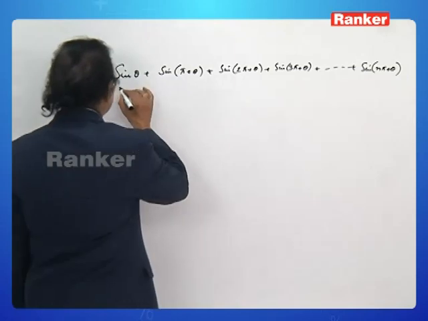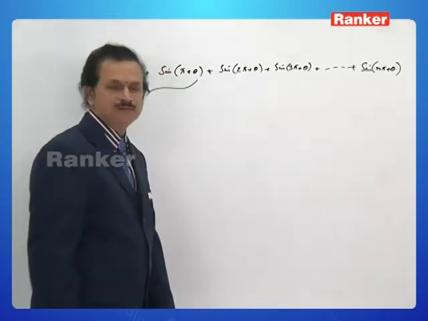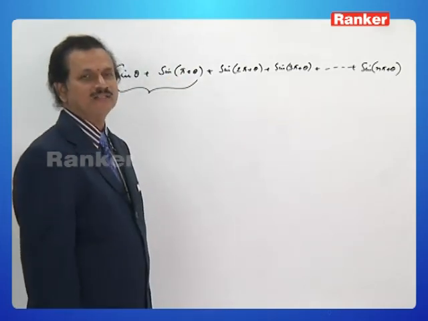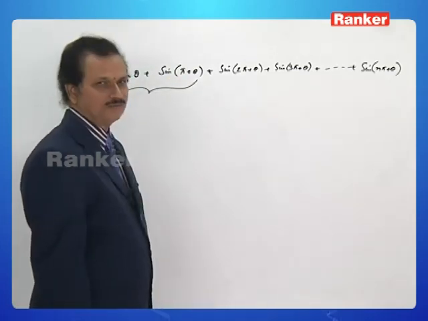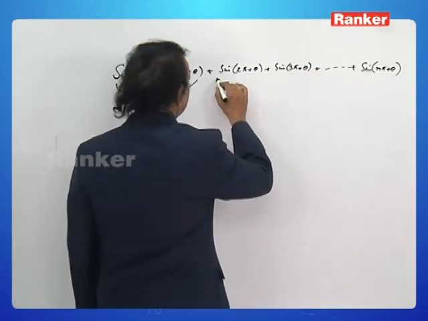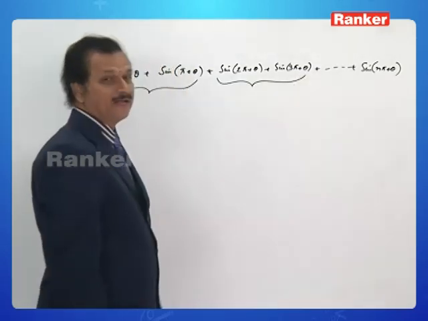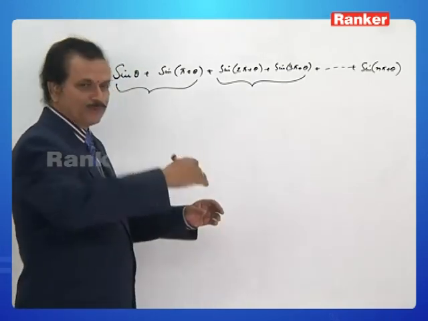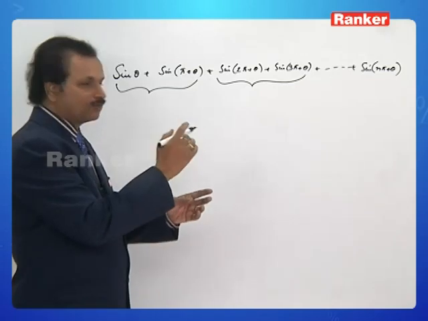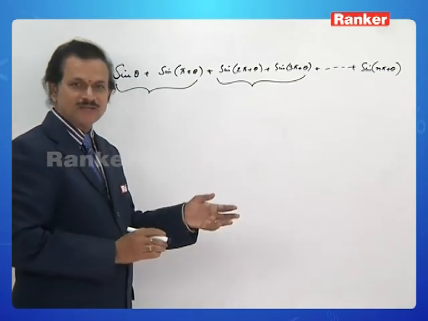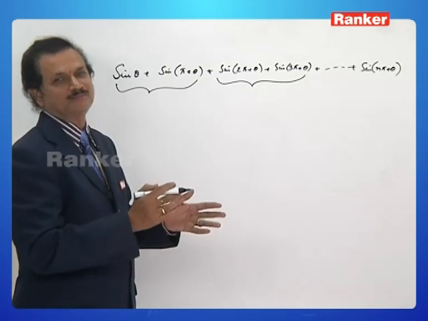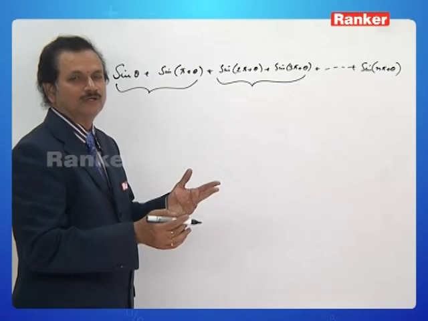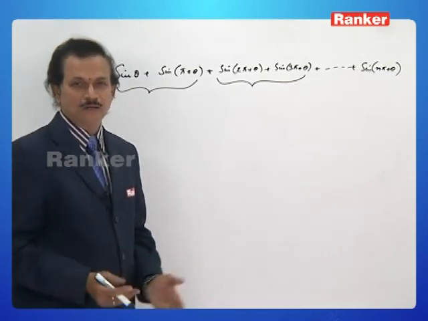Look here. What is sin theta plus sin pi plus theta? Sin 180 plus theta is minus sin theta, plus sin theta, 0. What is sine 2 pi plus theta? Sine theta. What is sine 3 pi plus theta? Minus sine theta. That is also 0. So like that you proceed, the sum of two adjacent terms is 0. What remains? Who knows?